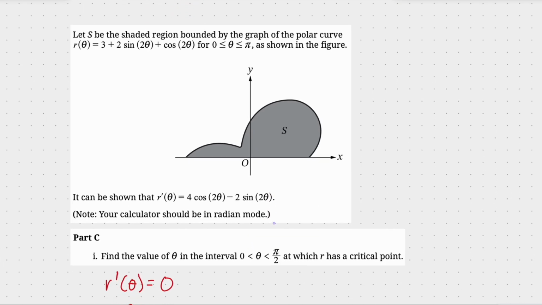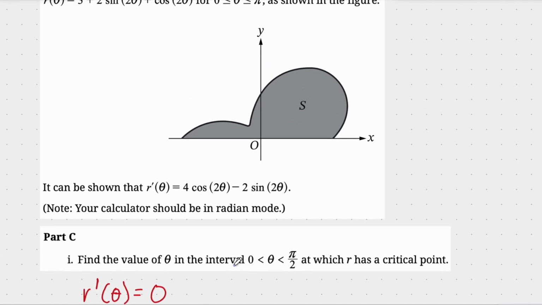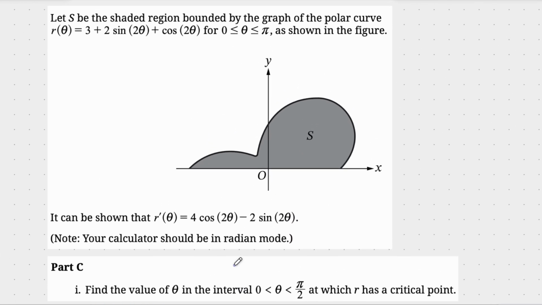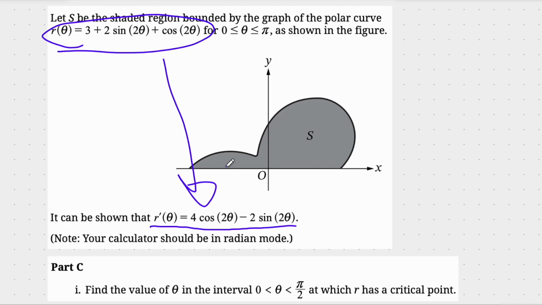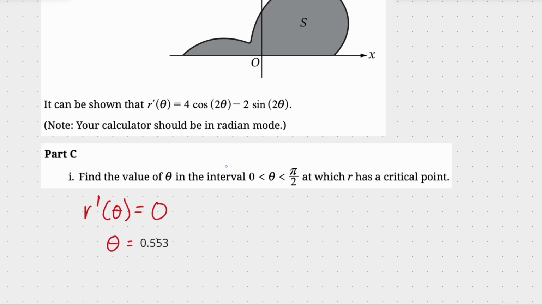Now in part C, you do have to find a critical point. A critical point is where the derivative is 0 or undefined. And interestingly, they actually gave us the derivative. It can be shown that that's the derivative. Yeah, you could show that, right? They gave you the original function, you could calculate the derivative. So they kind of did part of the problem for us, which is, I think, interesting. Sometimes they do that on these FRQs.